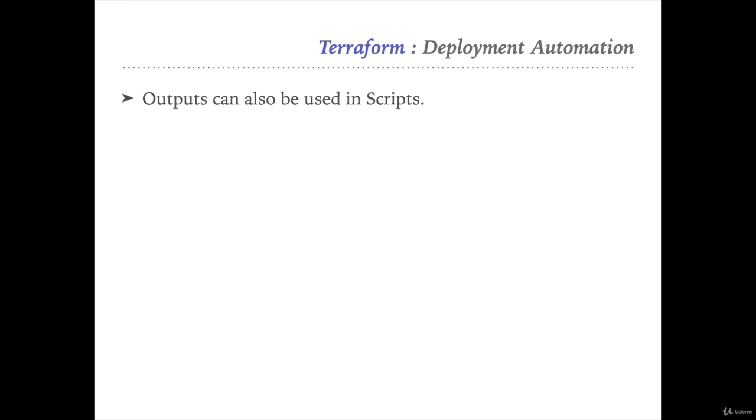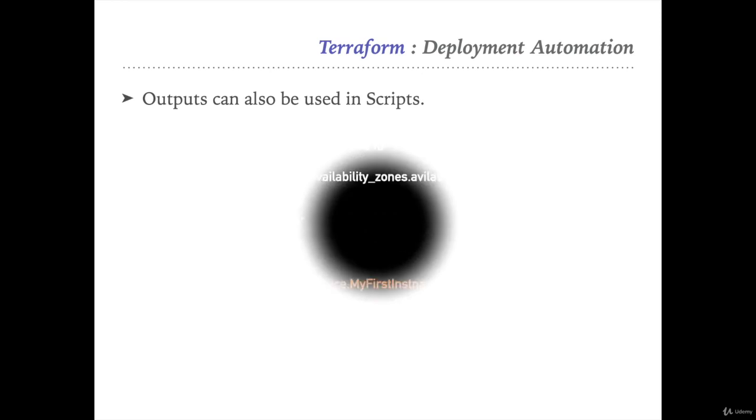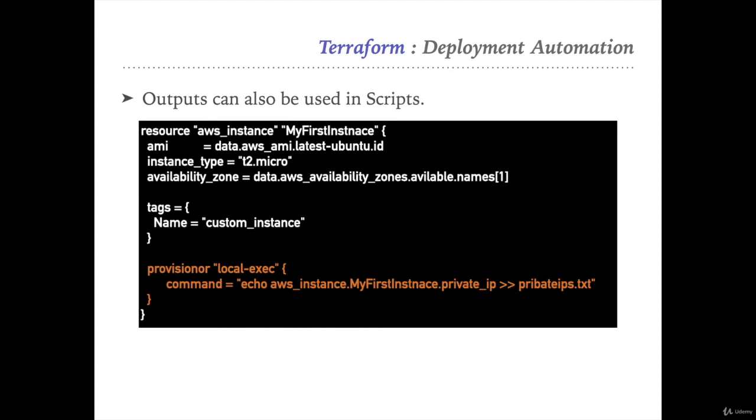Output can also be used inside the script. You can also use the output in a script. So here is an example. Here we are creating a resource AWS instance. The name of the instance will be my first instance. We are getting the dynamic AMI, we are getting the instance type t2.micro, and the availability zone is also dynamic. The name will be custom instance. Then I have highlighted the command, right? Over here you can see we are using the provisioner local-exec.